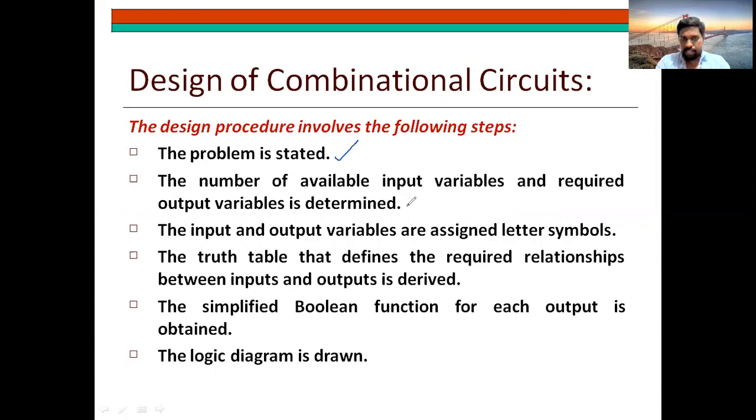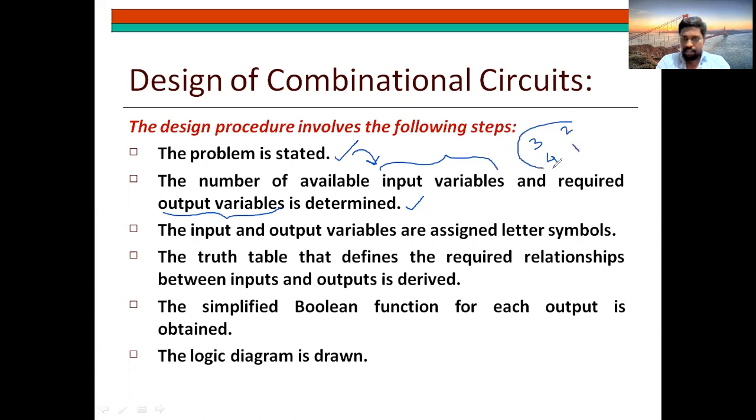Then what is your second step? Depending on the problem statement, you need to find out how many input variables and how many output variables you need. That means you need to determine the number of input and output variables required. In the second step we fix some values, for example, I need 3 inputs and 2 outputs, or I need 4 inputs and 1 output.